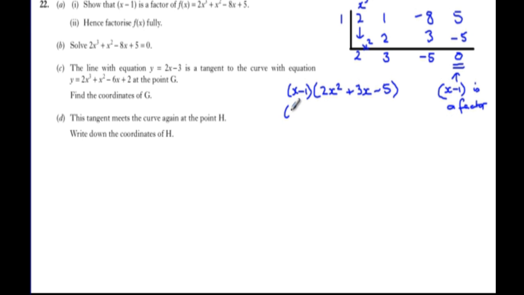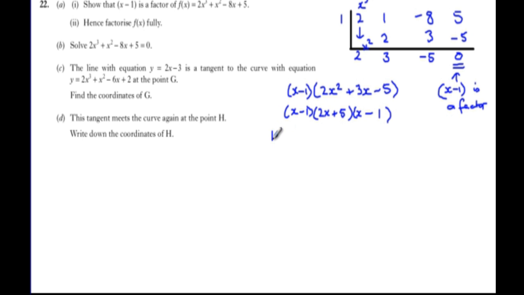If we now try and factorise the quadratic, to get 2x squared it must be 2x in one bracket and x in the other bracket. To get the answer minus 5, it must be 5 times minus 1 or 1 times minus 5. Because this is a plus 3x, it's going to be a positive 5. So if we put the 5 there and the minus 1 in the second bracket, that would multiply out to give 5x minus 2x is plus 3x. So that's us fully factorised.